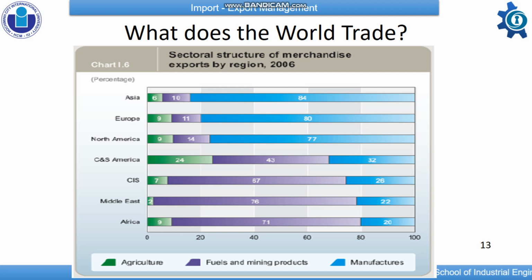So here, look at this figure. We can see in Asia, mostly 84% of what we export is related to manufacturers, 10% are fuels and mining products, and 6% relate to agriculture, and so on and so forth. You can see the percentage of export parts of other countries in the world.